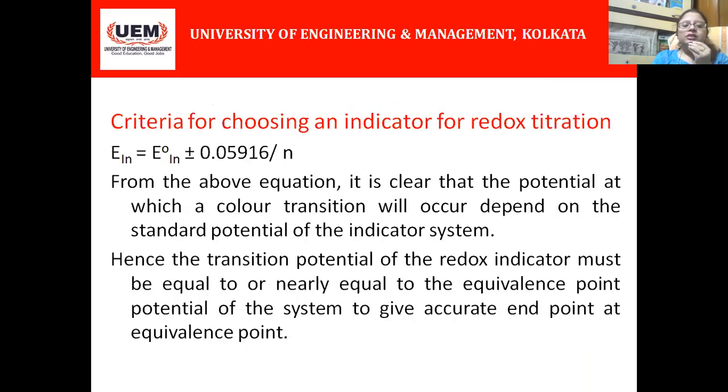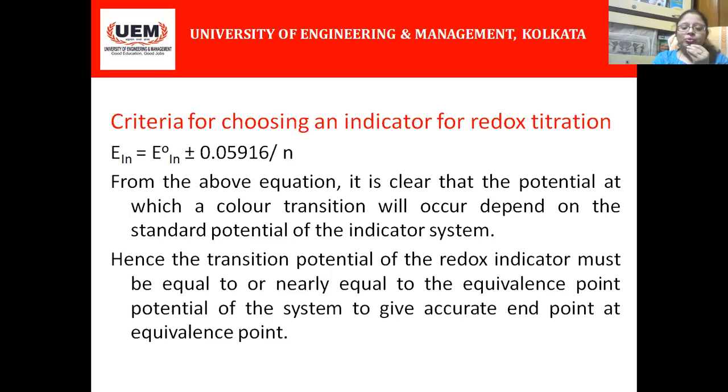Now, we all know this equation. We are getting this equation from the Nernst equation. E indicator is equal to the standard electrode potential of the indicator plus minus 0.059 by n, where n is the number of electrons exchanged. From this equation, it is clear that the potential at which a color transition will occur depends on the standard potential of the indicator system.